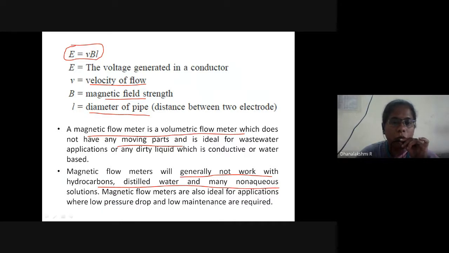Magnetic flow meters are also ideal for applications where low pressure drop and low maintenance are required. So these are the constraints that we have in this electromagnetic flow meter.